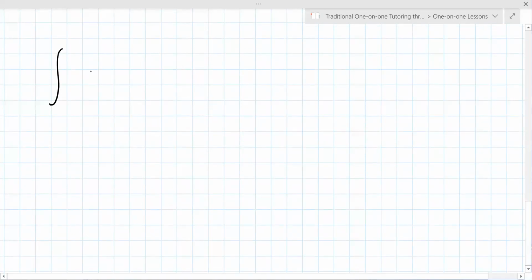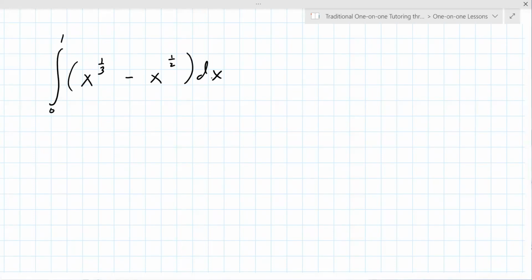Yes. So the first one, we'll just kind of be kind here. We'll say the integral of x to the 1/3 minus x to the 1/2 from 0 to 1 dx. Okay, let's just go with that one.